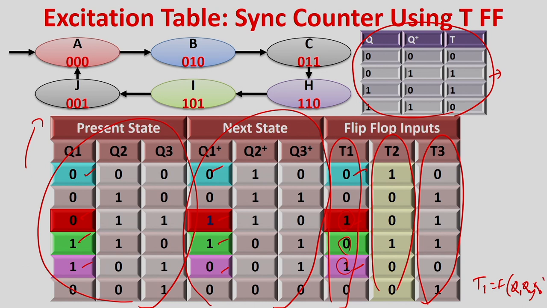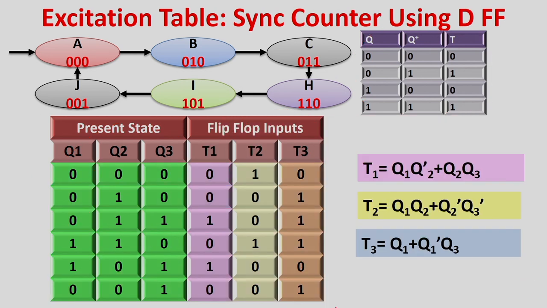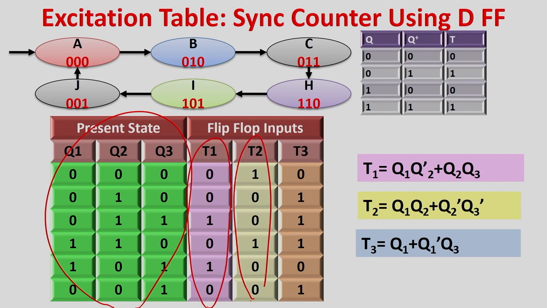Similarly, a truth table is given. Based on the truth table, you just derive. This is the present state, this is the next state, the next state for T1, T2, and this is the input for T1, T2 and T3, and from this we can derive the equations. This is the truth table.